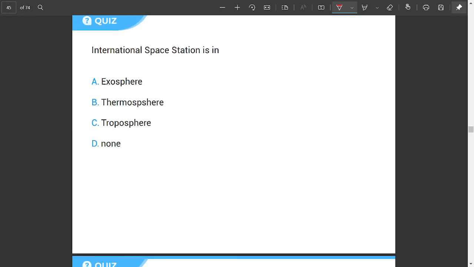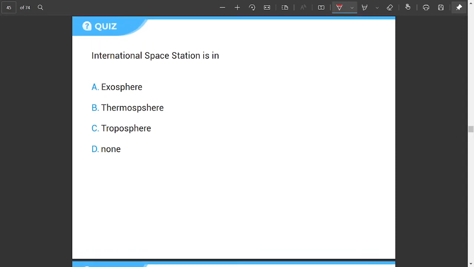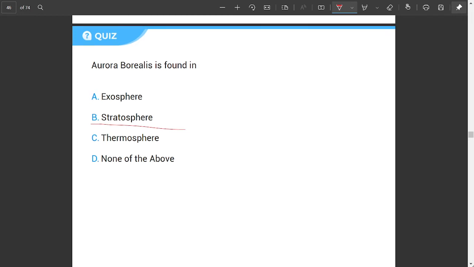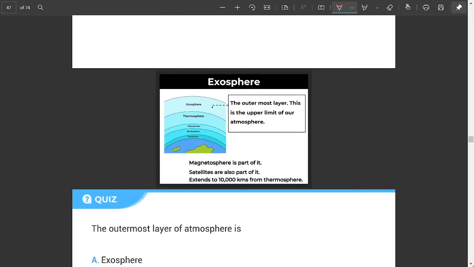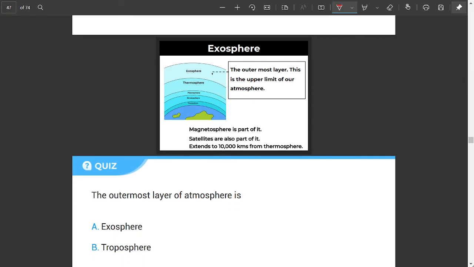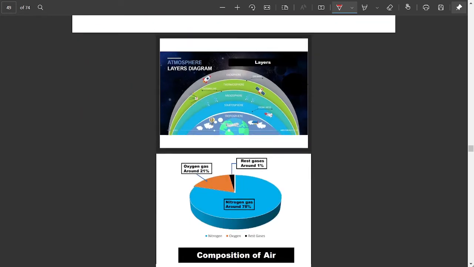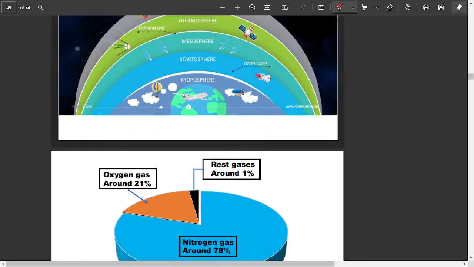International Space Station is in which area? This is a general awareness question. Very easy: exosphere. Aurora Borealis is found in which sphere? Stratosphere. Yes, exosphere, the most outer layer of the Earth. Satellites are also part of it. As you can see, guys, I already told you. The outermost layer of the atmosphere is what? You can answer this in the chat box. That's very easy. Now you can take this picture.